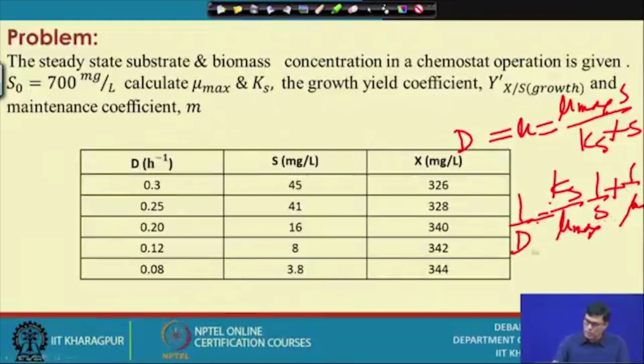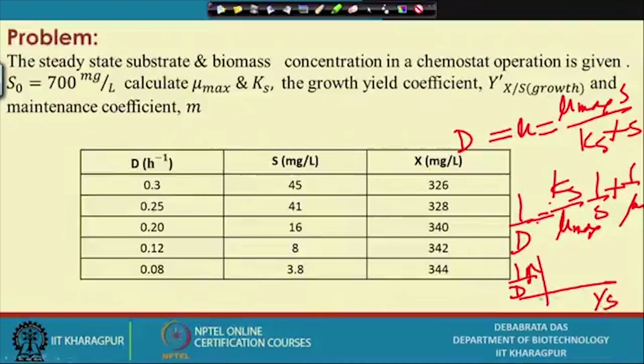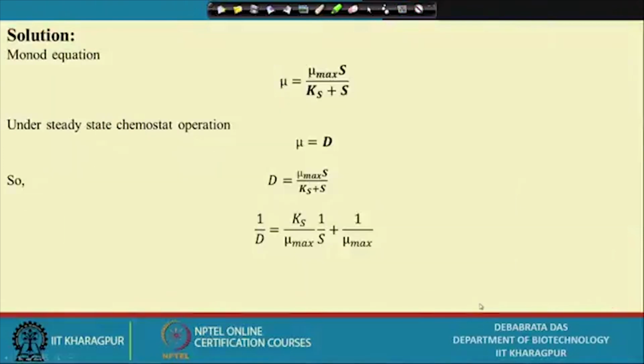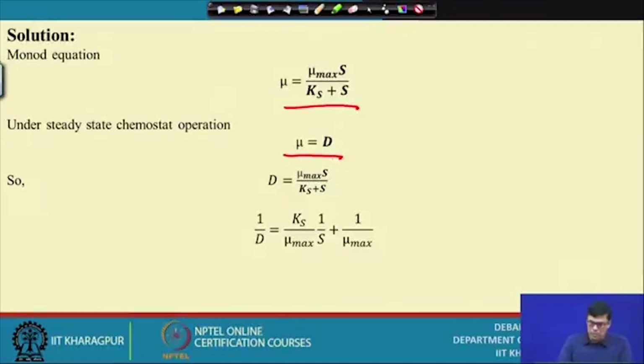Am I right? So now you can easily plot, in place of 1 by mu, 1 by D versus 1 by S. So you will have a straight line. From the slope we can find Ks by mu max, and from the intercept we can find 1 by mu max. So this we can easily find. This is exactly what is done here. This is the Monod equation that we have, and under sterile condition and steady state, mu equals D, so we can write it in this form.